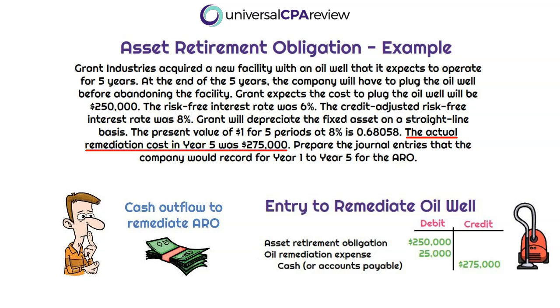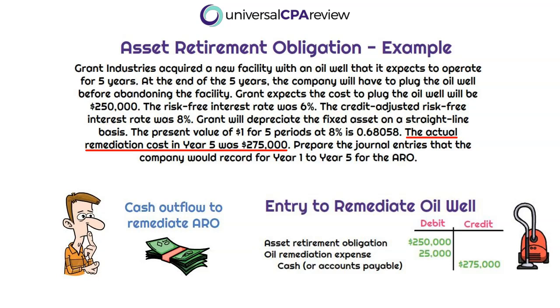Now you notice this journal entry obviously doesn't balance, right? The debit side is short by $25,000. Well, that's because their estimate was short of the actual cost. So when that's the case, the company would record an additional expense in year 5, right? So in this case, we'll call it oil remediation expense, but it can really be any type of expense account specific to the type of asset retirement obligation, right? So we'll add an additional debit for $25,000. So that completes the final entry that the company would record when they remediate the oil well, right?